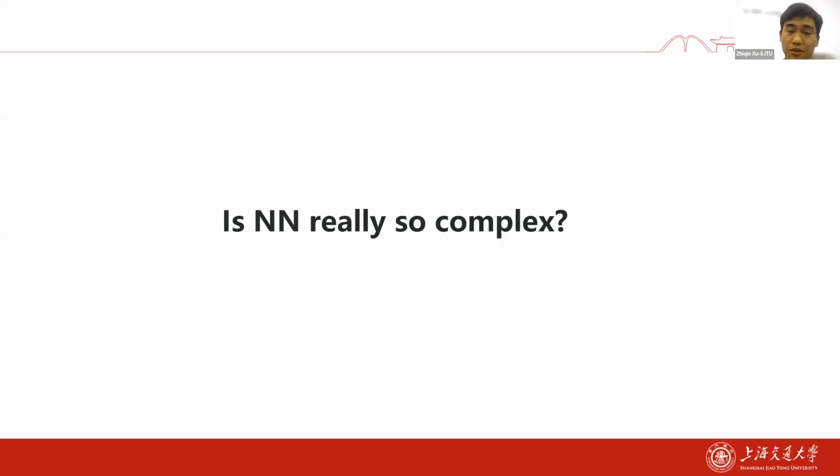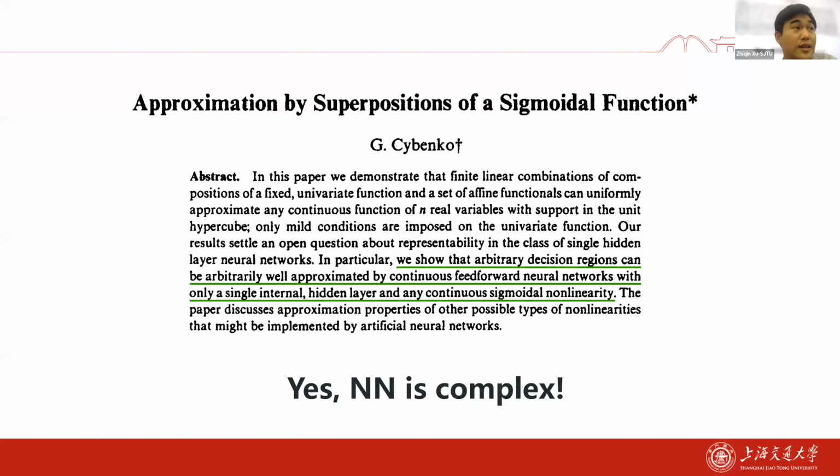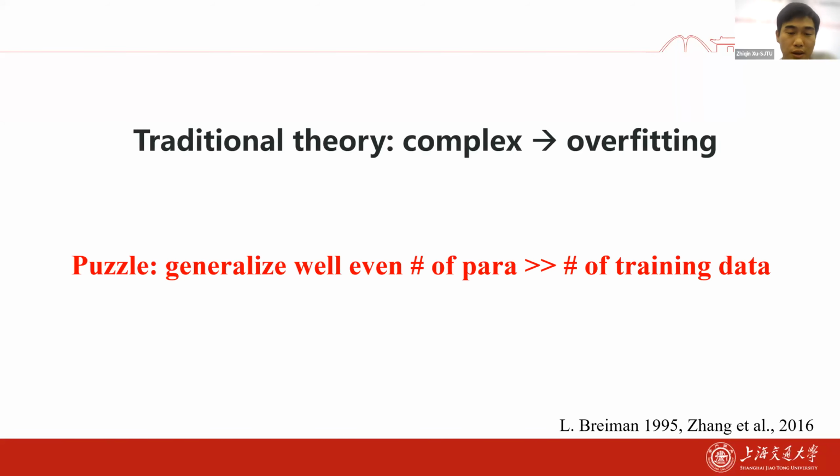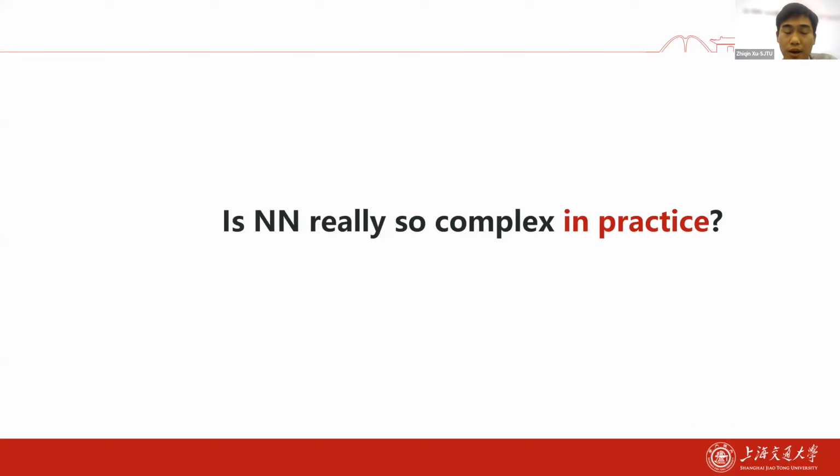We want to ask if a neural network is really so complex. The answer is yes. It can fit almost any continuous function once it's large enough. However, our traditional theory tells us that if the model is too complex, it will lead to overfitting. But for neural networks, it still generalizes well, even when the number of parameters is much larger than the number of training data. This problem has existed for quite a long time.